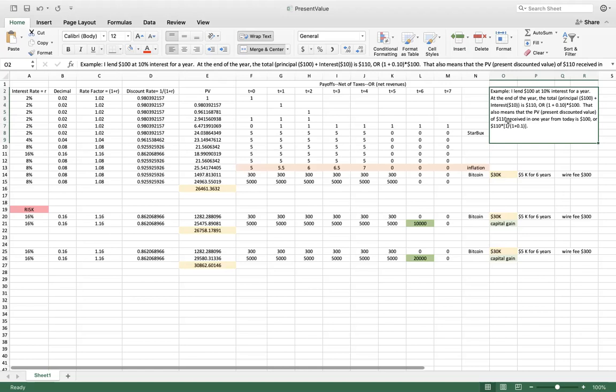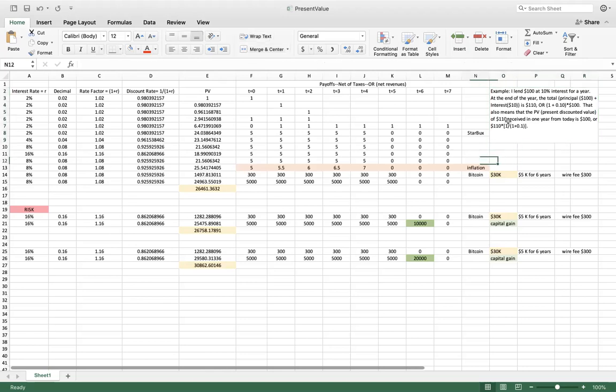If you're promising me $110 a year from today, that's only worth $100 to me because I've got another way of getting $110, right? Which is to put the money in the bank at 10% interest. So that's the intuition behind these present value calculations.